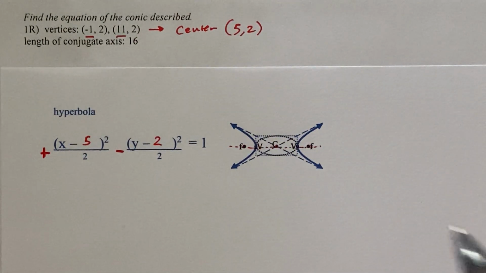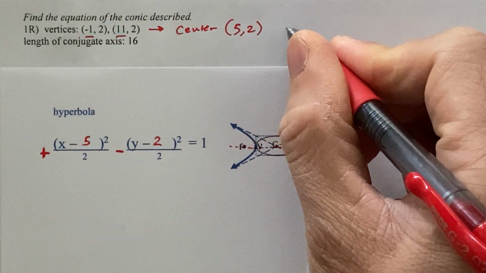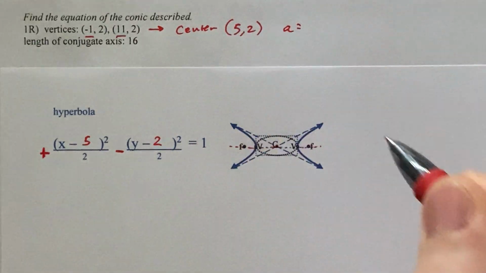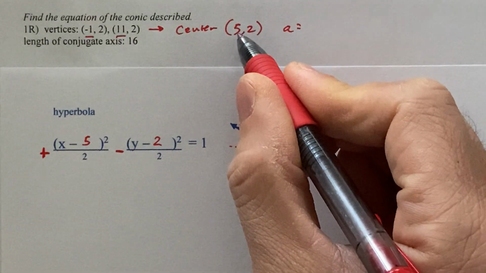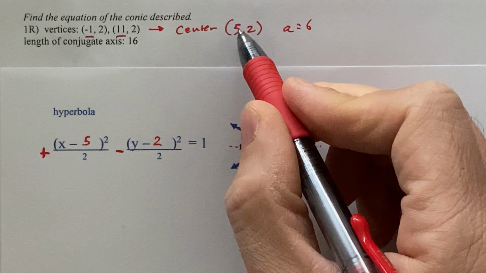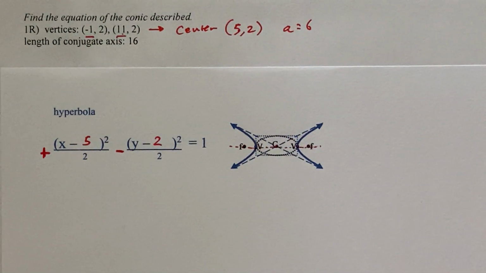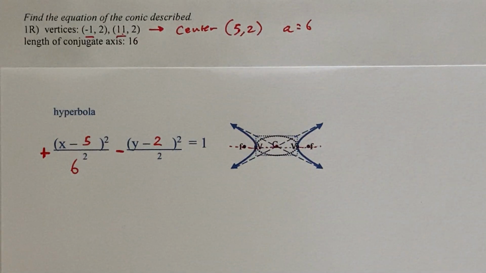And then the third piece of information that this gives me, after the orientation and the center, is the letter A. A by definition is the distance from the center, which I just discovered, to the vertices. So how far is 5 away from -1? That's 6. I can double check: how far is 5 away from 11? It better be 6 as well. So 6 goes underneath the positive x fraction. One more, and I'm completely done.